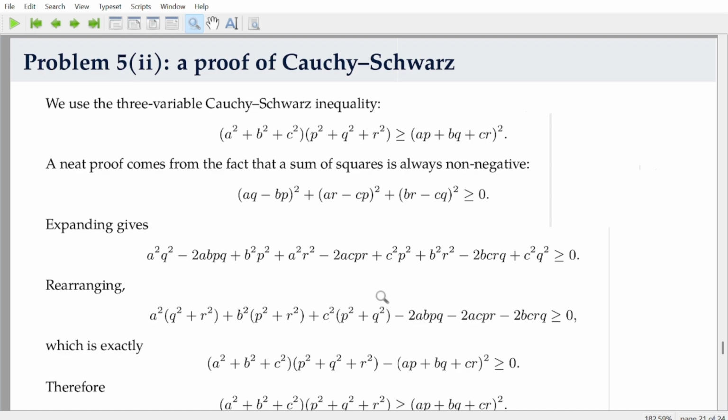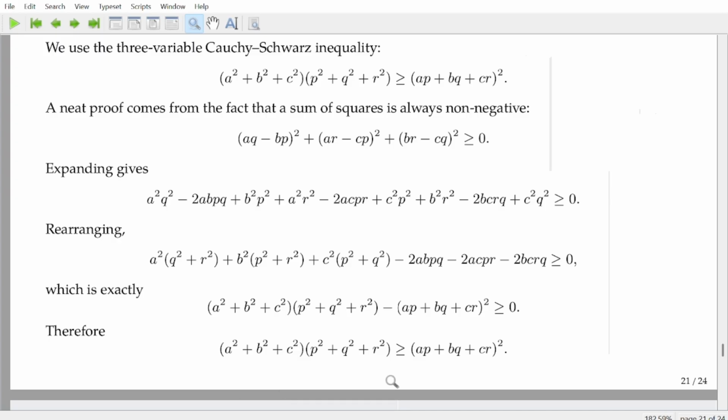And at this point, you can basically realize that this thing here that we have on the left-hand side is exactly the same as this quantity here: a squared plus b squared plus c squared times p squared plus q squared plus r squared minus ap plus bq plus cr all squared. As I said, that might not necessarily be obvious to you because we're working in the forwards direction, but whenever you work in the backwards direction for this proof, you would be starting out with the thing you're trying to prove, moving everything onto one side, expanding it.